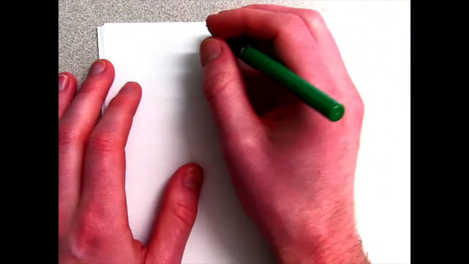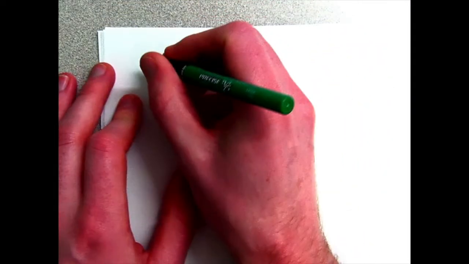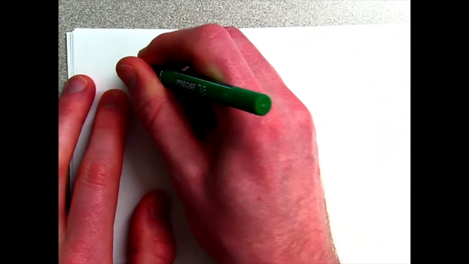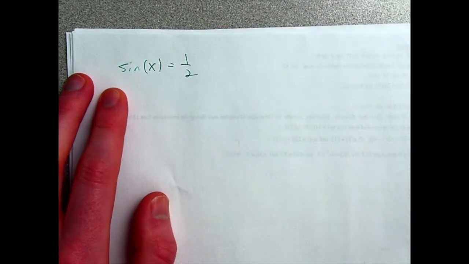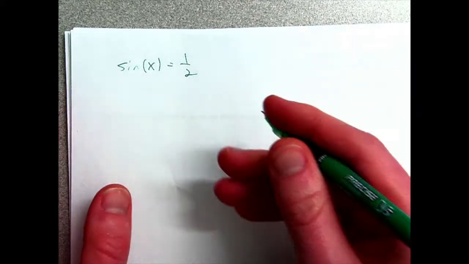Okay guys, so today we're going to start talking about trig equations. And the first thing that I need to tell you, I suppose, is what a trig equation is. A trigonometric equation is just an equation involving a trig function. No surprise, right? So something like this, sine of x is equal to 1/2. That's an equation with a trig function, so that's a trig equation.